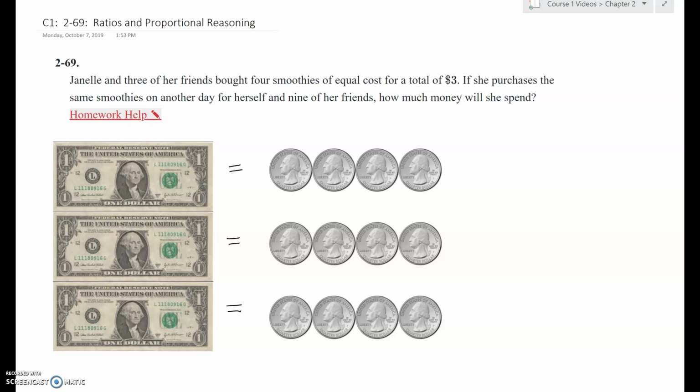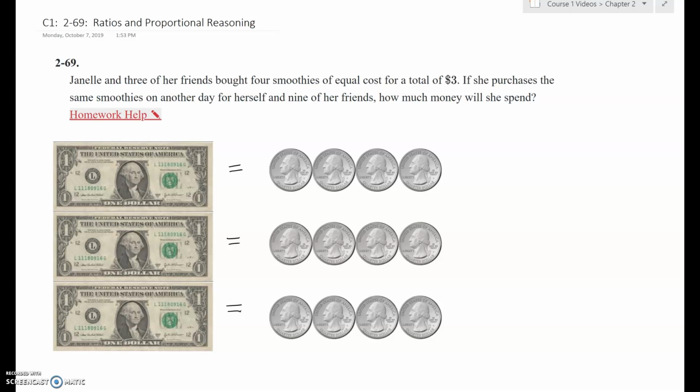All right. So if she purchases the same smoothies on another day for herself and 9 of her friends, how much will she spend? So we know that she gets 4 smoothies for $3. And she wants to know, well, what would 10 smoothies be?